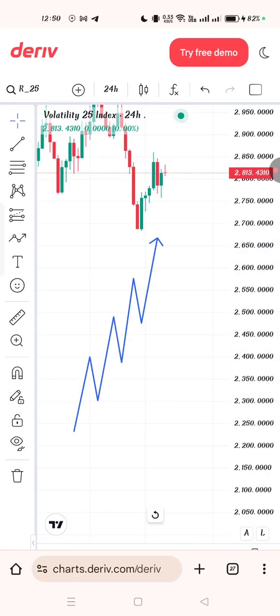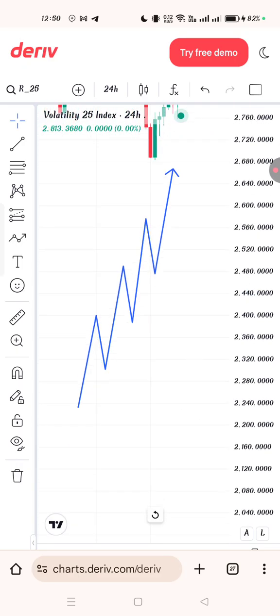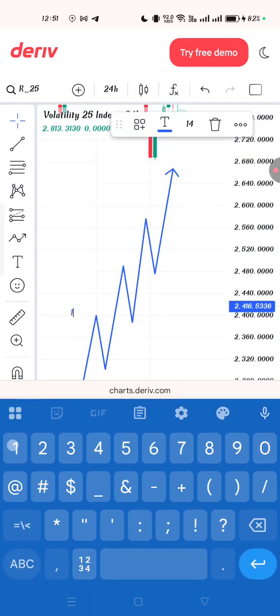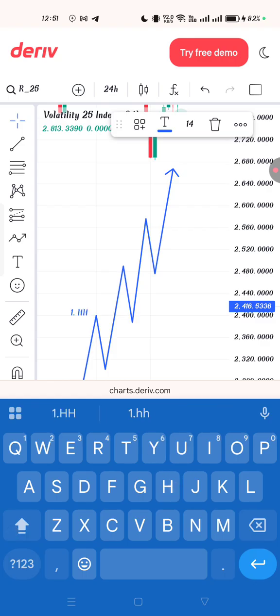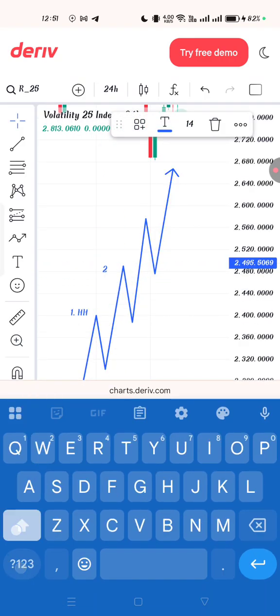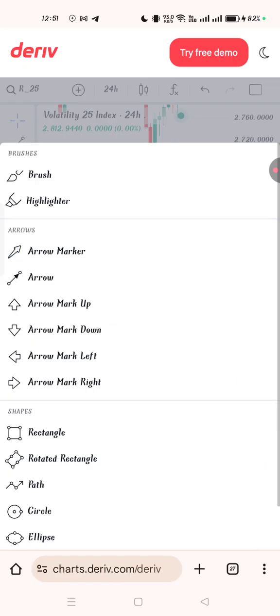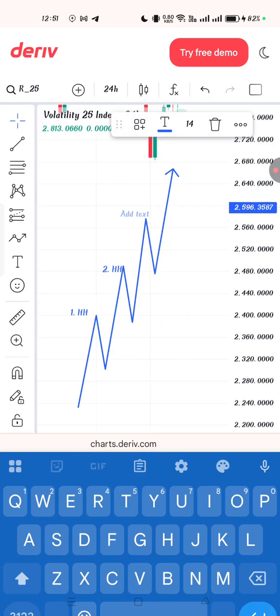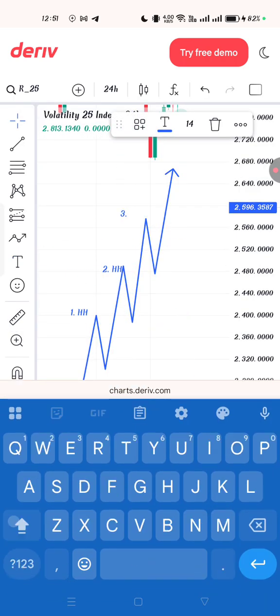One thing you should know about uptrending markets is the first phase. Let me label those points for you. Right here we have the first higher high, and then the second higher high here, and then the third higher high here, above. So we have the number 3 higher high.